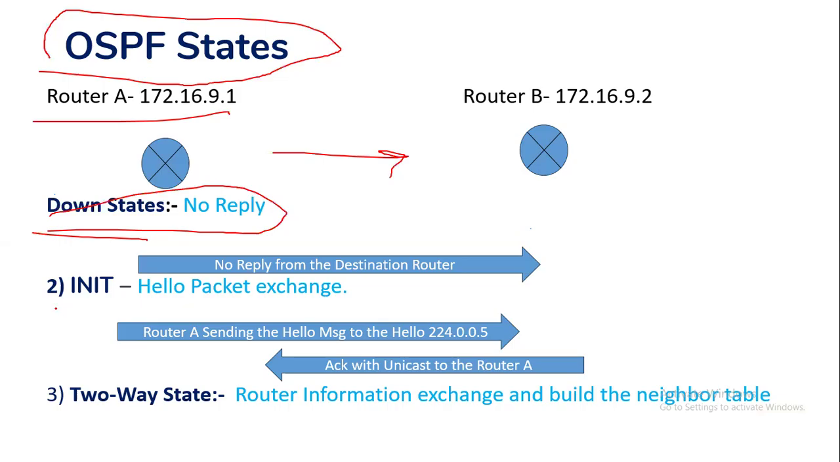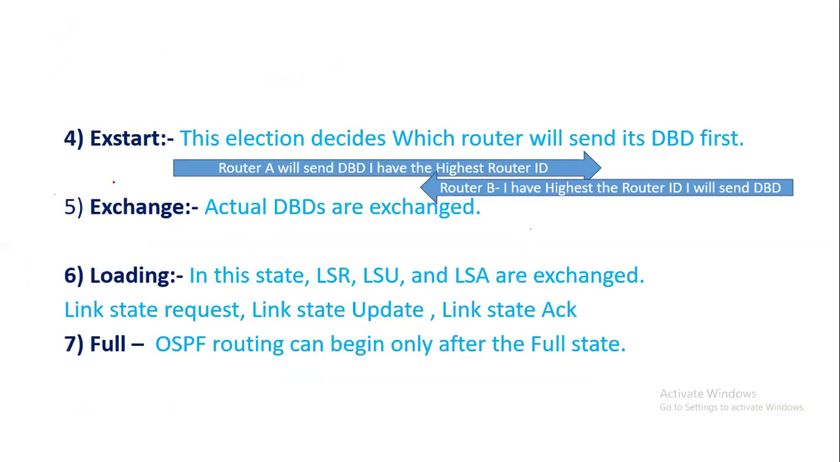The second state is init. That means they will exchange their hello packets. Router A sends to router B using the multicast address 224.0.0.5, and router B acknowledges to router A with unicast, saying okay, I will send the hello message, and the neighborship will be maintained. The third state is the two-way state. That means neighborship is actually maintained, and they will exchange their routing information. The fourth state is the exstart state.